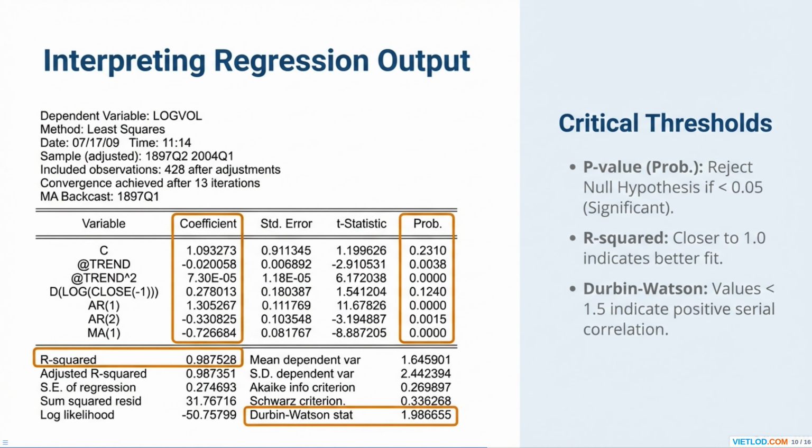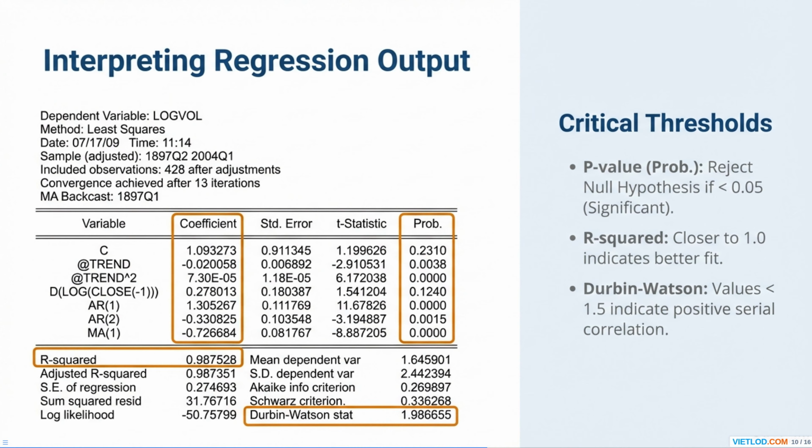After running your regression, EViews presents a detailed table of results. The first key metric to examine is the p-value, often listed under prob for each coefficient. A p-value less than 0.05 allows us to reject the null hypothesis that the coefficient is 0, indicating that the variable is statistically significant. For example, in our output, the trend variables and the ARMA terms all show very low p-values, confirming their significance.